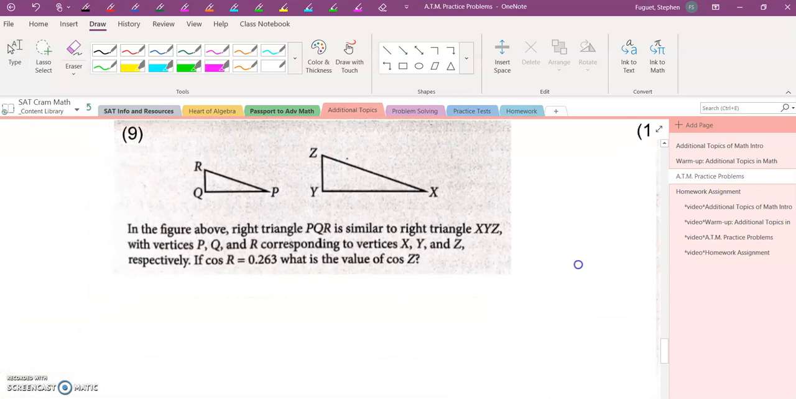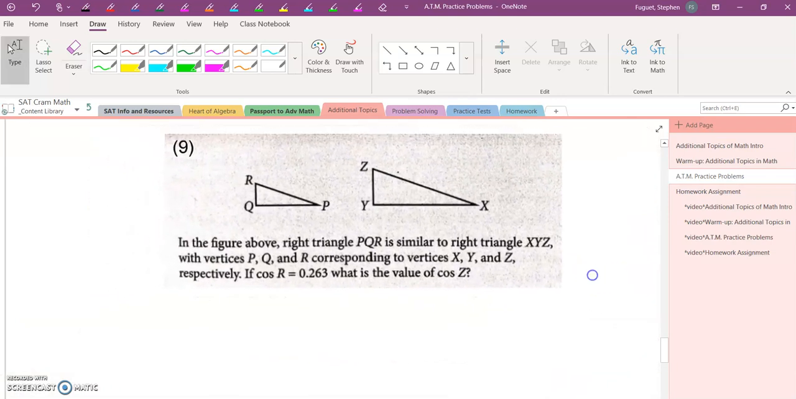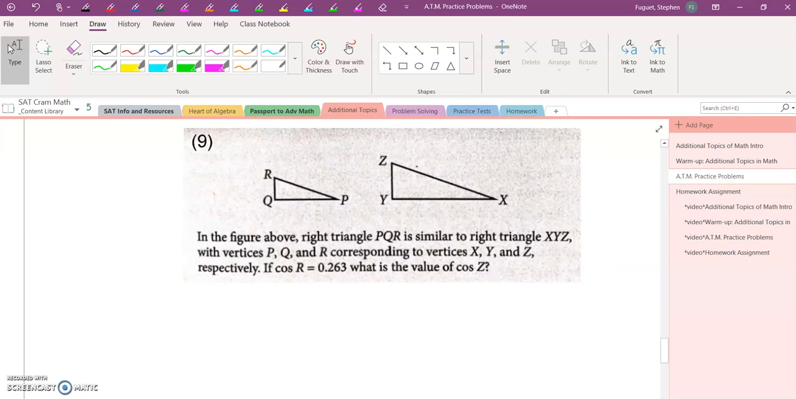A few more questions to go. These are going to utilize some trigonometry concepts here. So this is, again, going to more Algebra 2 ideas. We have this idea that triangles are similar to each other, and they tell you that the cosine of r is equal to 0.263. Now, keep in mind what cosine means. Cosine of r means that the adjacent over the hypotenuse, that ratio when you divide them, is 0.263. Well, they're asking you for cosine of z.